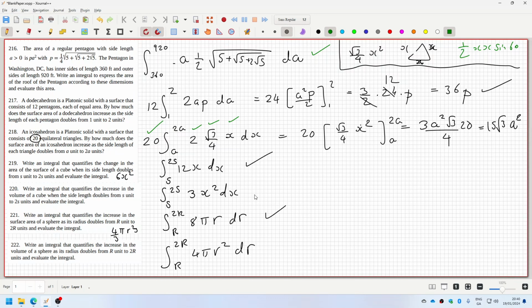Write an integral that quantifies the increase in the volume of a cube when its side length goes from s to 2s, and that's the derivative there. I know that's right. And then that's the derivative of the volume of a sphere, radius from r to 2r. So I think that's all right. So that's up to 222 done.